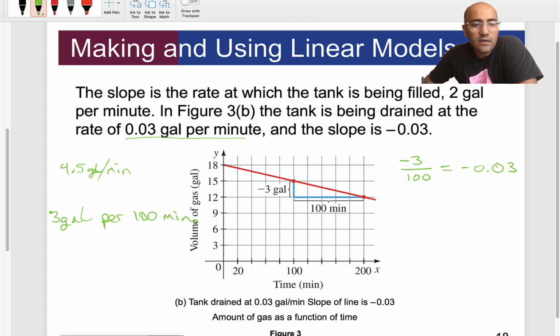Right, and this is drained. So we want to throw that word in so that we know that this is going down. It's being drained at a speed of 3 gallons per 100 minutes. Or, like we wrote up here, we can also just write it as drained at a rate of 0.03 gallons per minute. Good. If you don't want to use the word drained, then you can throw in that little minus in front so that people know that you're going in the negative direction.